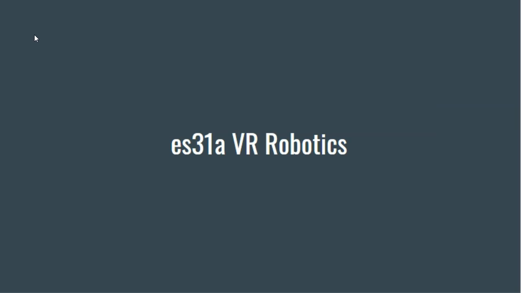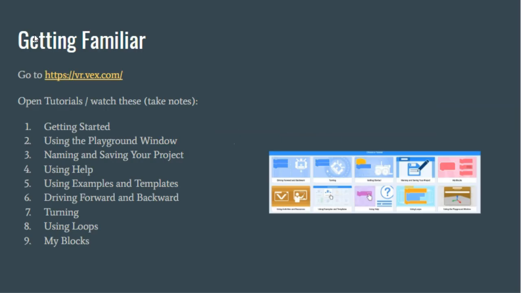So this is the first assignment. First part is going to vr.vex.com and going through the tutorials, and I would suggest this order, going from the least complicated to the most complicated. So get started using the playground window, saving your projects, using the help menus, getting examples and templates, and then how to drive forward and backward, turning, using loops, and My Blocks. If you go through all of those, you'll have some basic understandings that you need to successfully complete the activities.